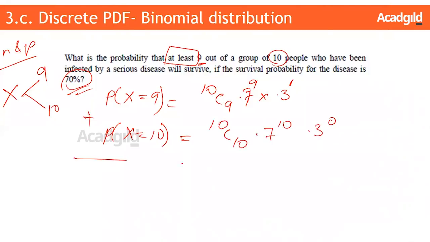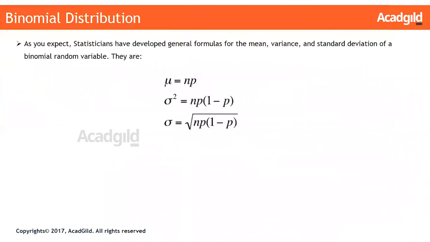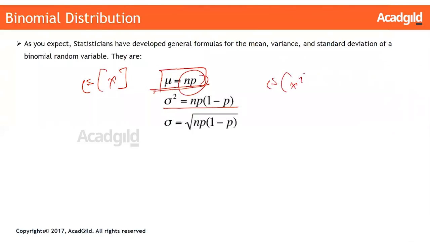And I add them up, that will answer this question, which if we solve as shown over here comes to 0.1493. The expected value of x for a binomial distribution comes to as simple as n times p, the two parameters of the binomial distribution multiplied. The variance is the expected value of x squared minus the square of the expected value of x, which if we solve comes to np times (1 minus p), and the standard deviation is nothing but the square root of the variance.